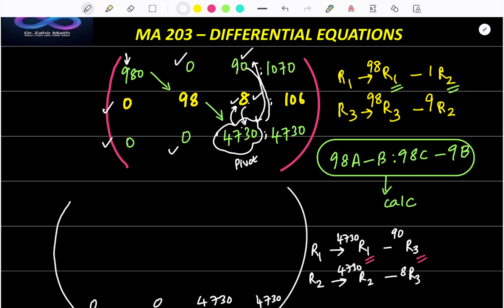Yes, sorry. Calculate. Okay, let me finish this. Now press equal. Calculate. A equals 980. Press equal. C equals 0. Press equal. B equals 0. Press equal.